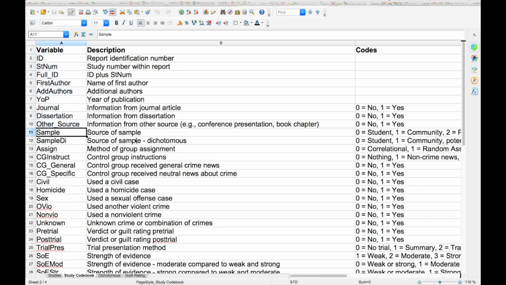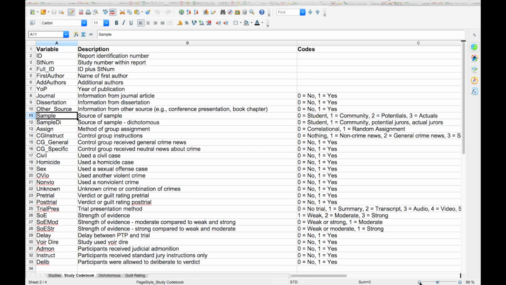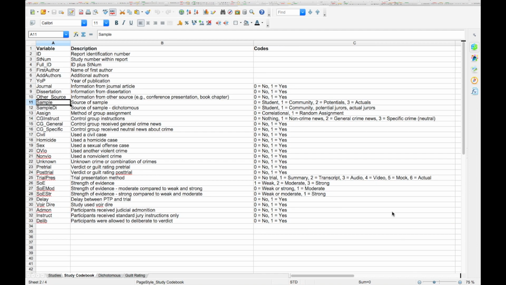Underneath that are the moderators that I used. First of all, we coded source of the sample, and I can zoom out so you can get a better look at what the different code categories are. So many studies used students, but some used a community sample. Some used potential jurors, which means that before people could qualify for the study, they were asked if they were registered to vote and therefore were eligible for jury duty in that jurisdiction, as well as studies that used real trials, which we coded as actual jurors.